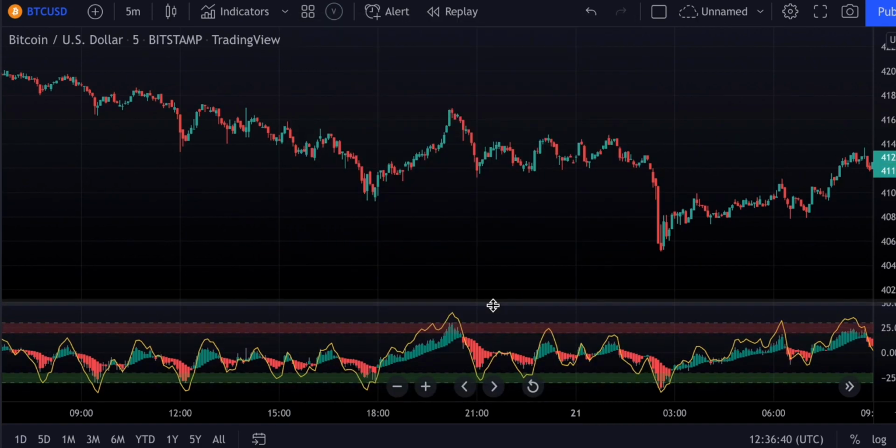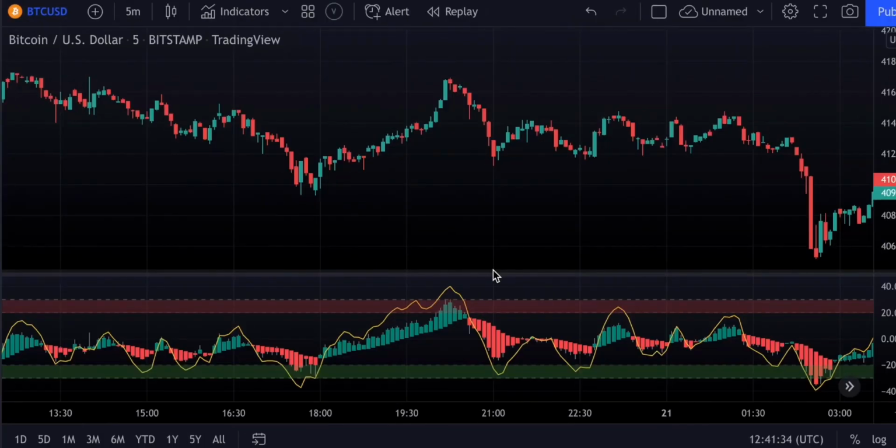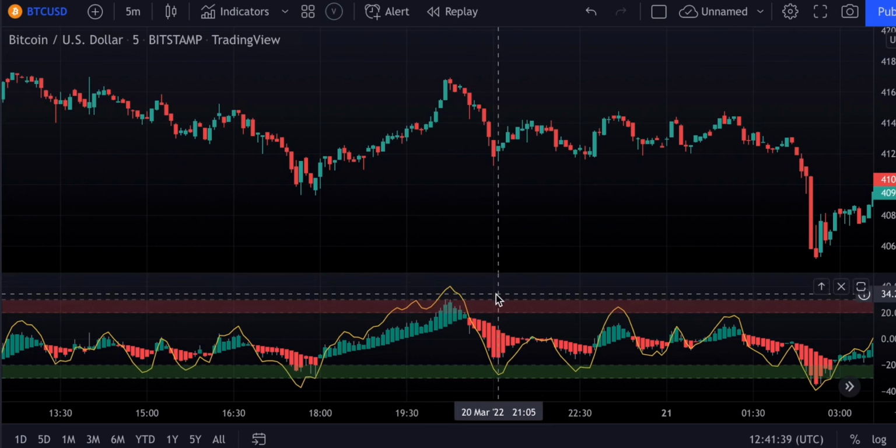Okay, so after adjusting our indicator, we see it looks much better and it has less false signals. So this is exactly what we need. Okay, so the entry rules are very simple. We're going to use this indicator to identify and catch those reversals.